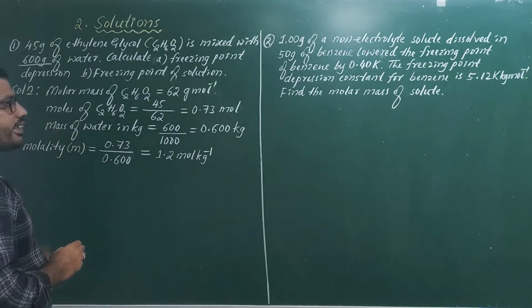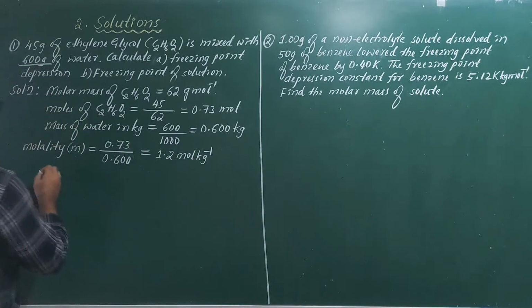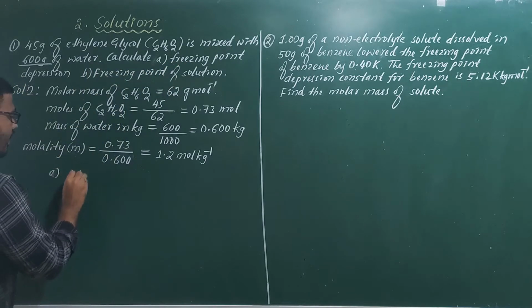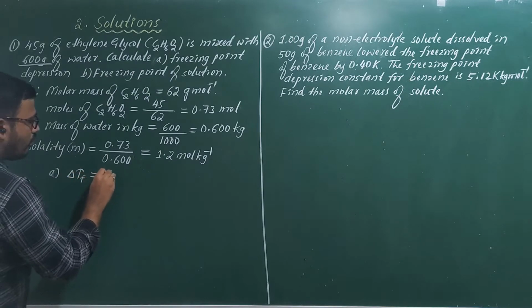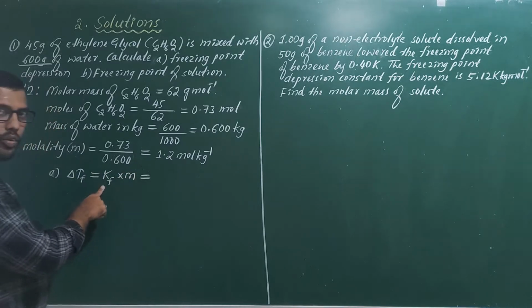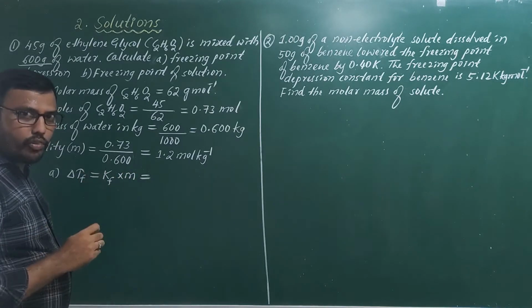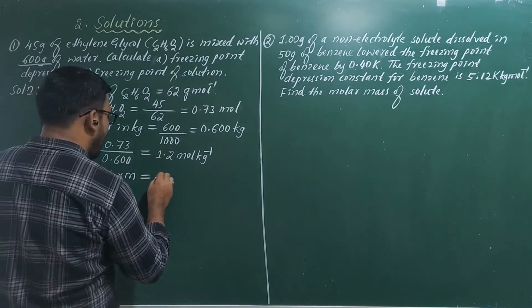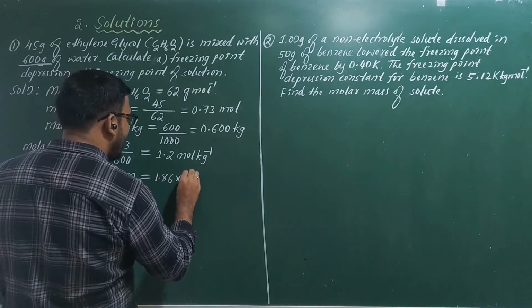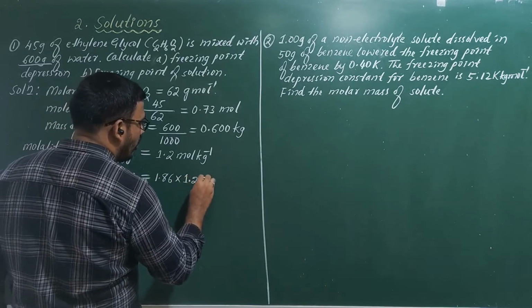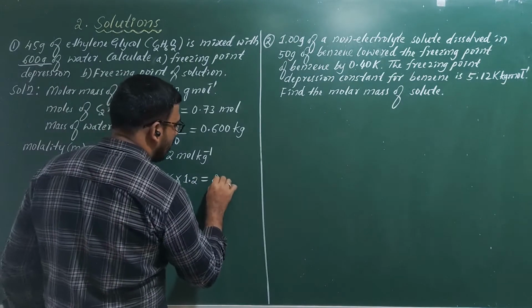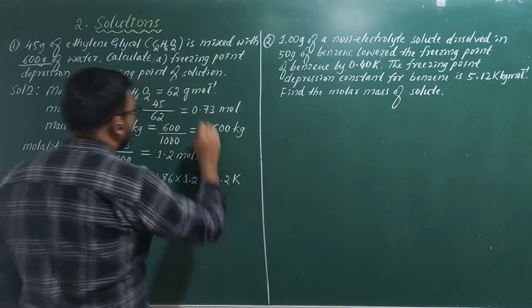So this is one part. Now I can calculate delta Tf value, the freezing point depression. Delta Tf is equal to Kf into molality. What is Kf value? Though it is not given for water, you have to remember. Somewhere I have written it is 1.86. 1.86 and molality is 1.2, so that is equal to 2.2 Kelvin. So that is our A.